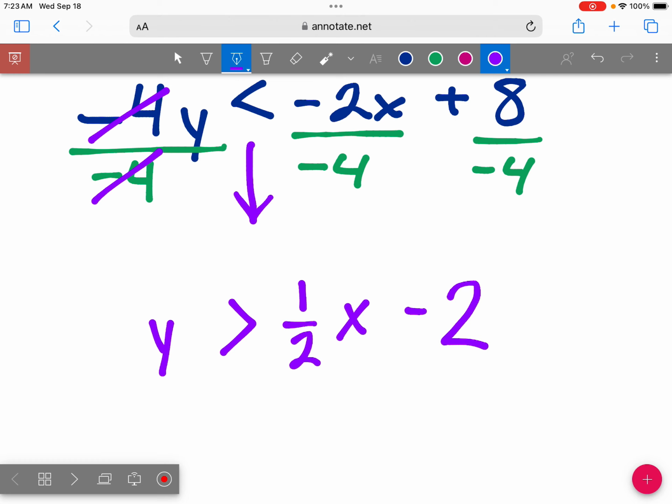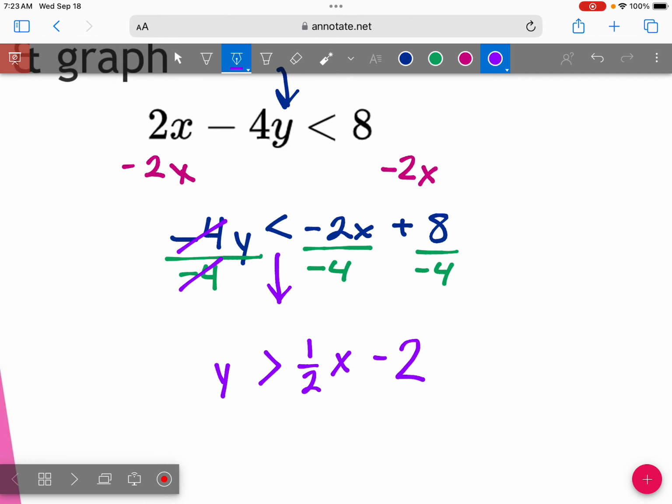So you can still solve these in a slope-intercept form, even if they're inequalities. We just got to be careful about that negative sign. Other than that, the process is exactly the same.